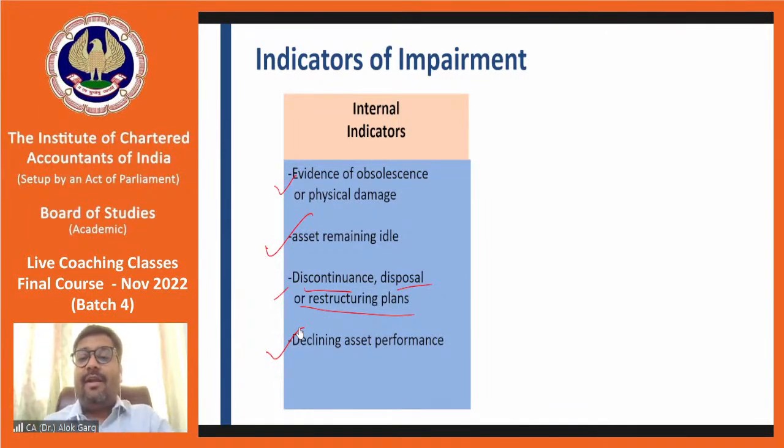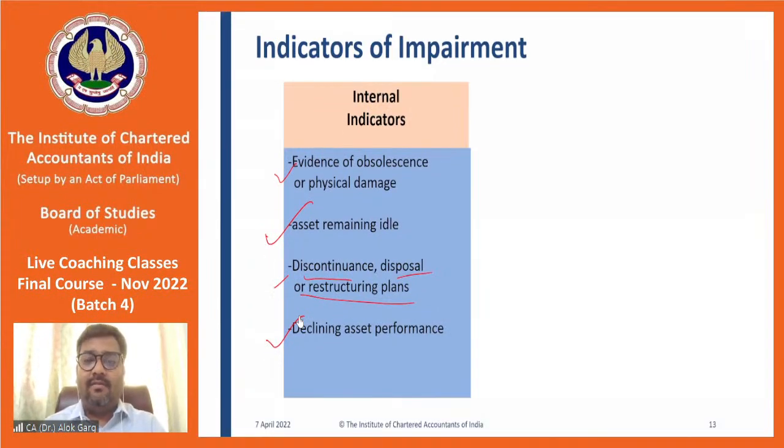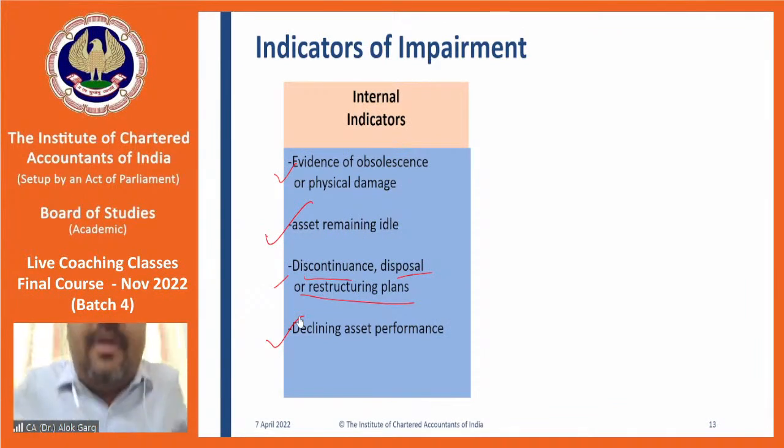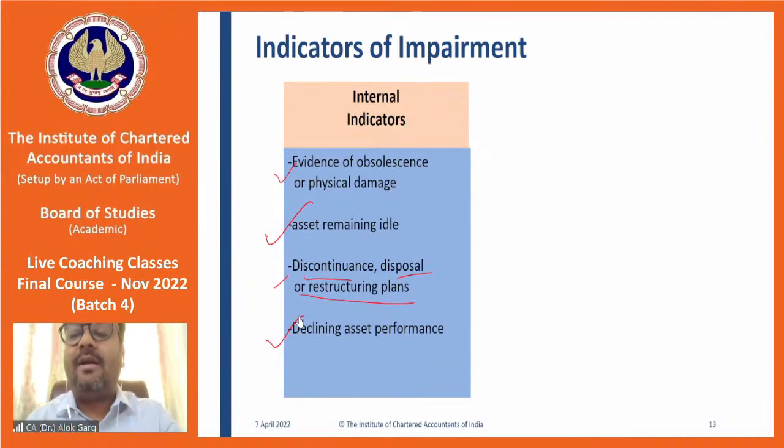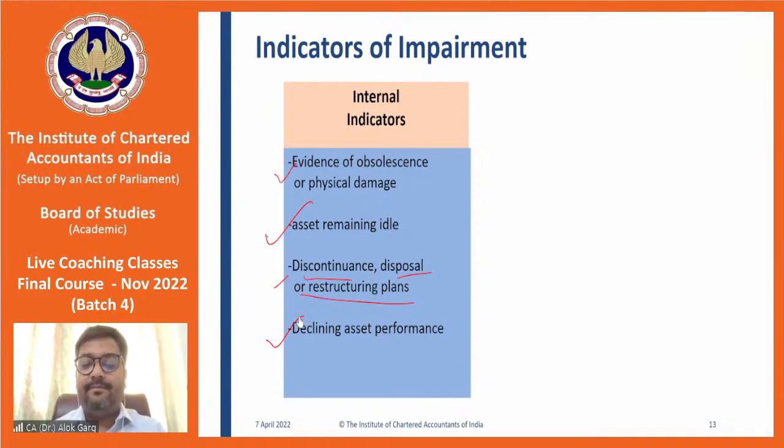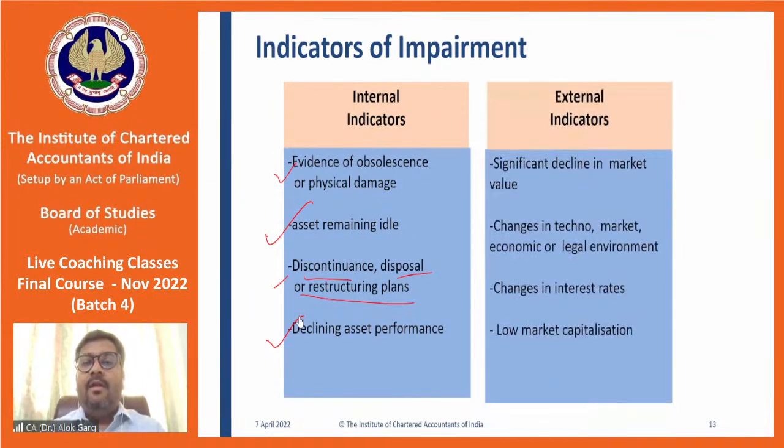Jay is asking, sir, why do assets remain idle? Jay, assets remain idle probably because of less demand, right? For example, the company has purchased 10 machineries and was anticipating enough demand for that. But probably the demand was not up to the mark and the company was able to use only 5 machineries. The remaining 5 machineries are remaining idle, right? So these were the internal indicators. Now we'll talk about the external indicators.